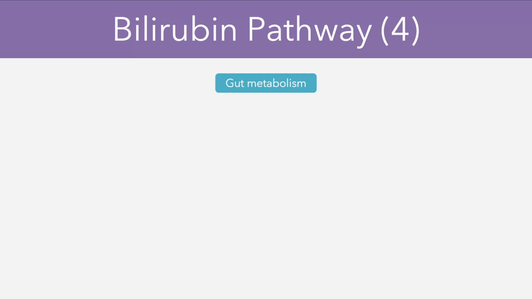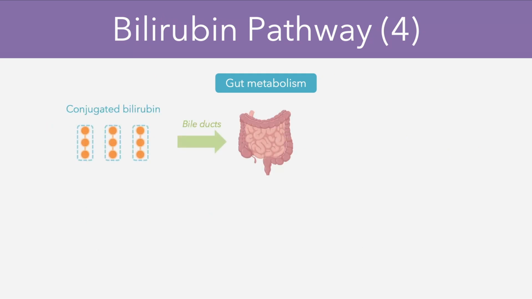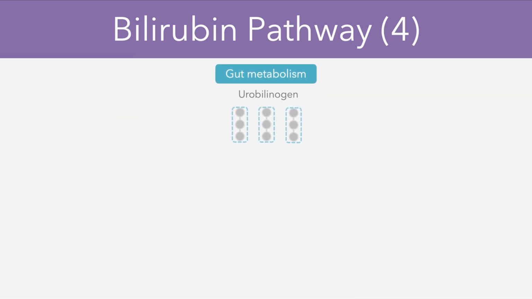As we just mentioned, the conjugated bilirubin molecules have been transferred to the small intestine via the bile ducts, and once inside, each molecule of conjugated bilirubin is converted to a different molecule known as urobilinogen, and this reaction is catalyzed by the gut bacteria. These urobilinogen molecules which are formed can have different fates.